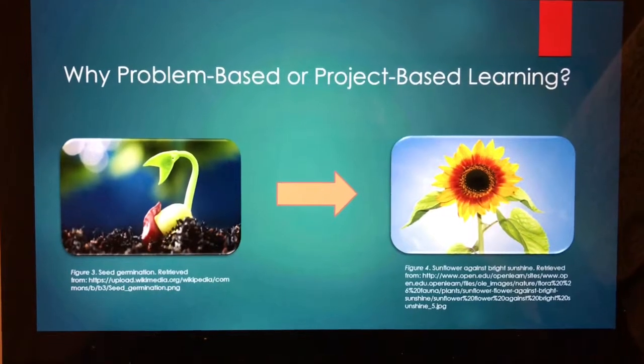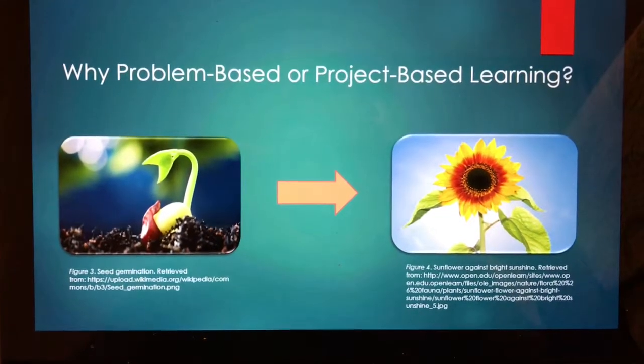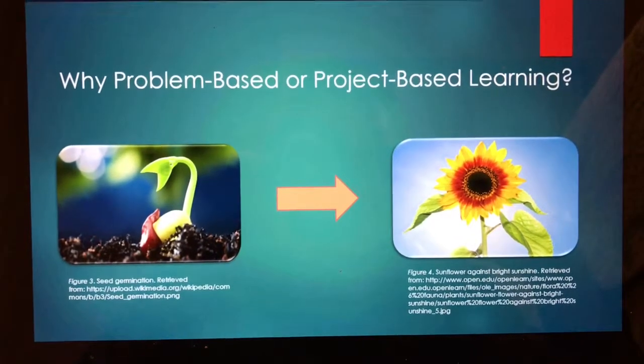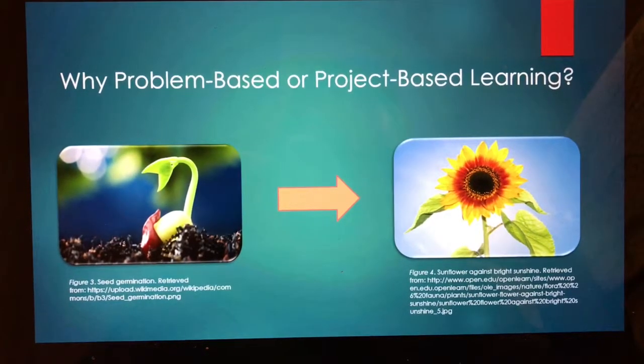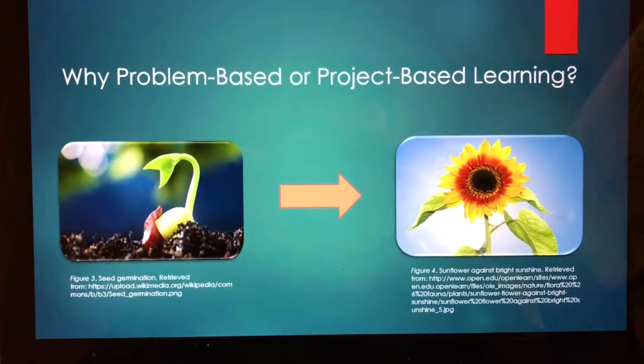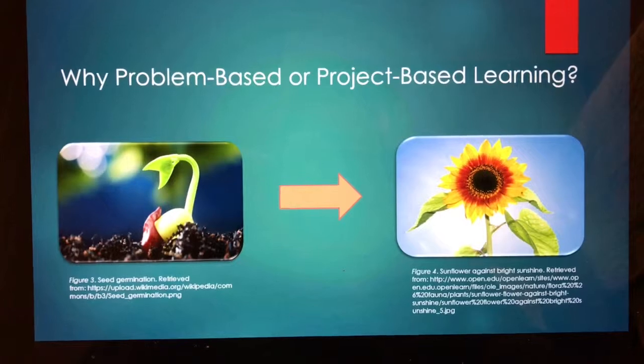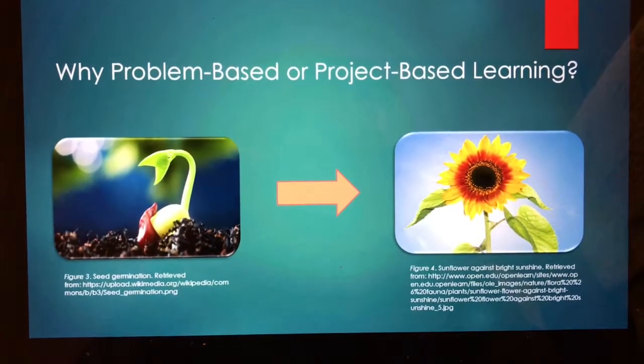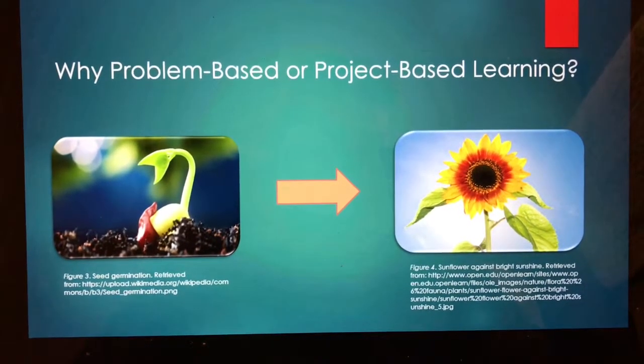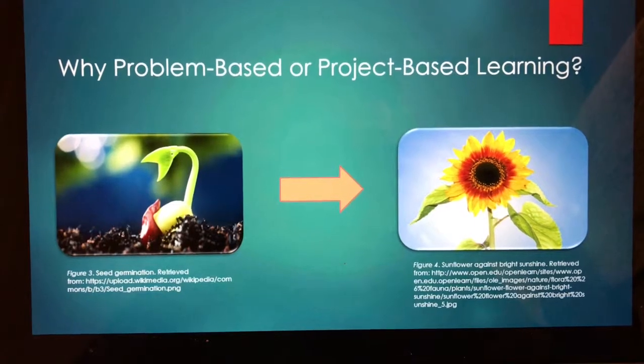We'll wrap up this presentation by returning to the picture of the sunflower seed sprouting and the full-grown sunflower blossoming. As you've learned, problem-based and project-based learning can truly take students' learning, motivation, and engagement to new and exciting levels.